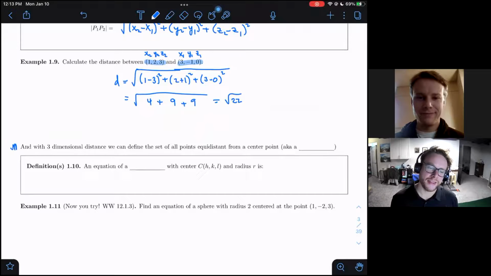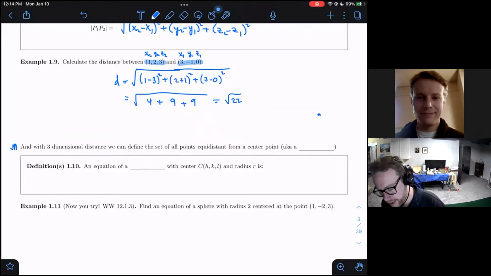Three-dimensional distance, we can define the set of points equidistant from a center point. And when we did this in 2 dimensions, the set of points that's equidistant from some center point, maybe they're all distance 2 away, gave us a circle. If you play the same game in 3 dimensions, though, and you're allowed to come out of the paper, you're going to get a sphere.